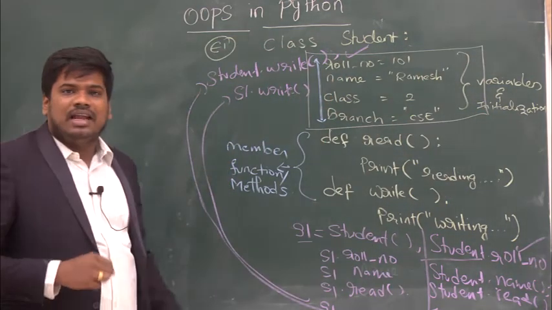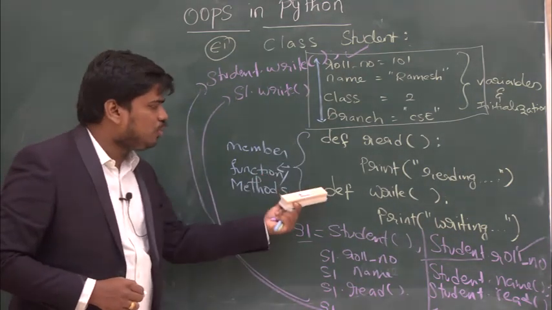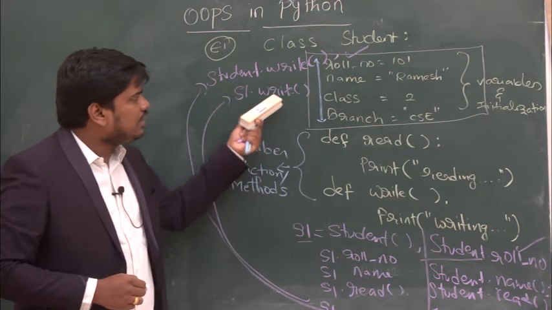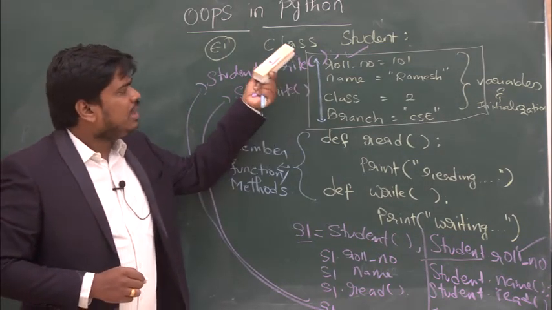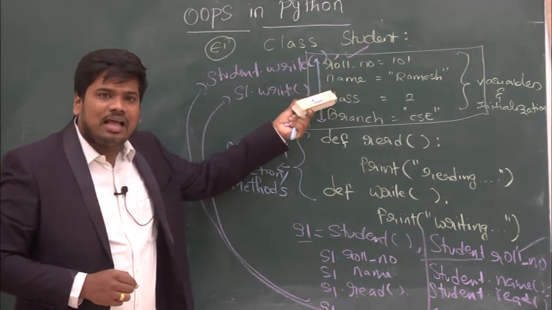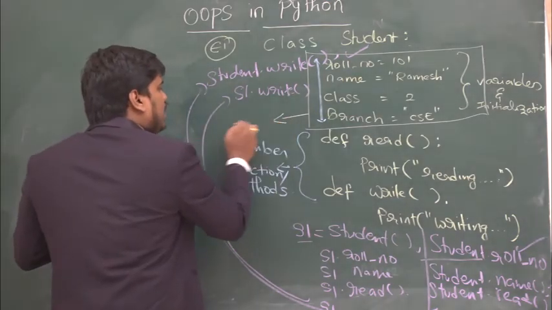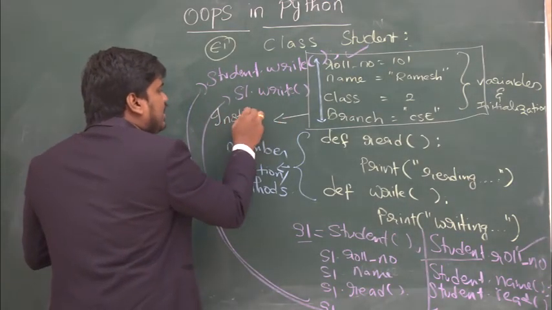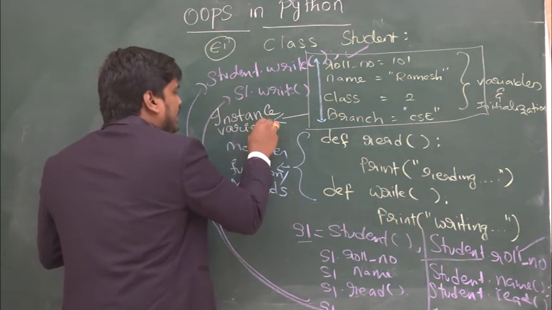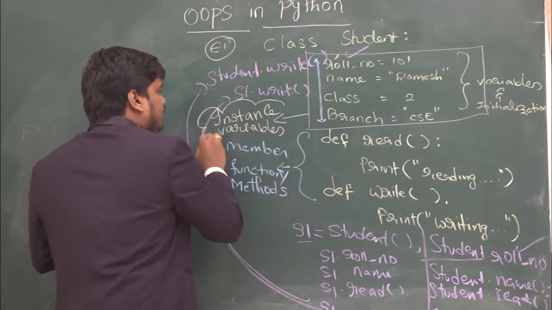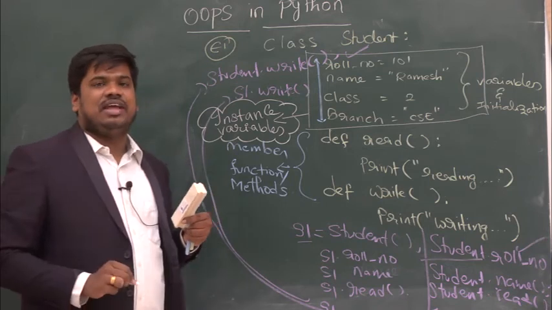Observe carefully. Here these are my two functions, and I have written the variables outside the methods, and whenever I have written variables inside my class, those variables are known as instance variables. Those variables are known as my instance variables.